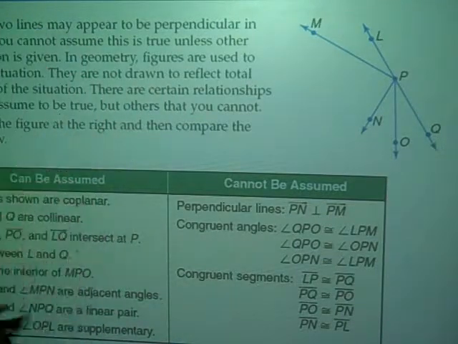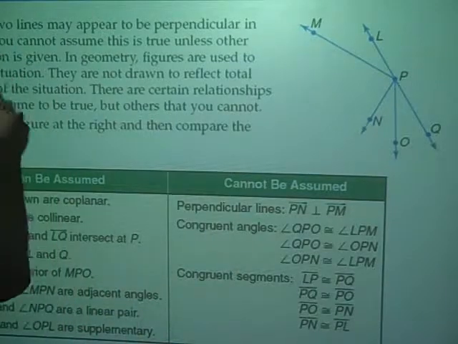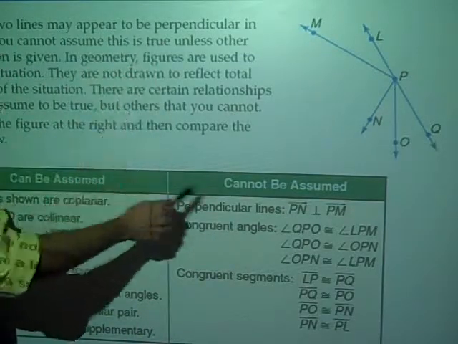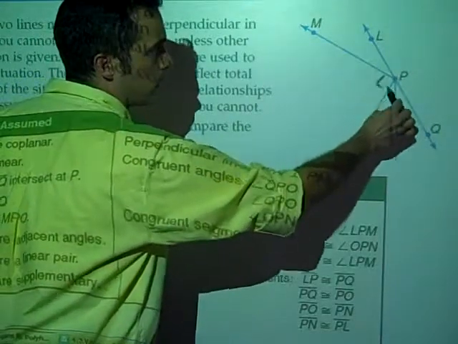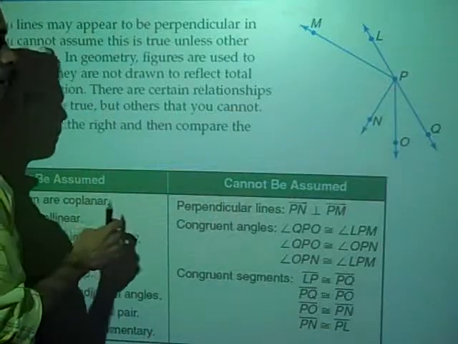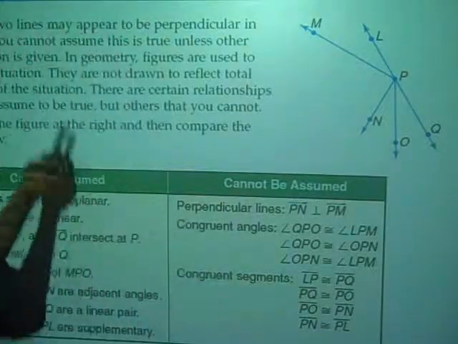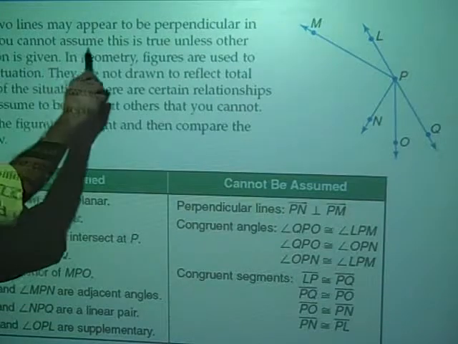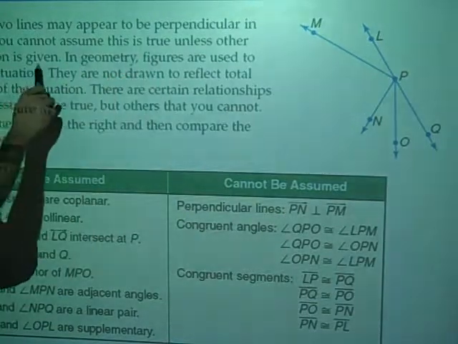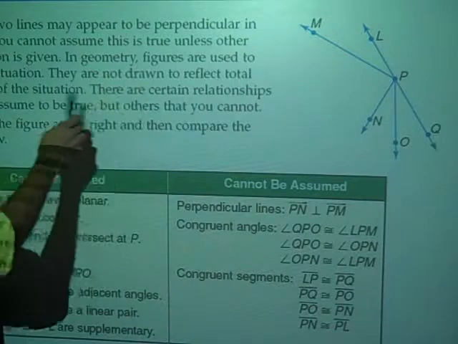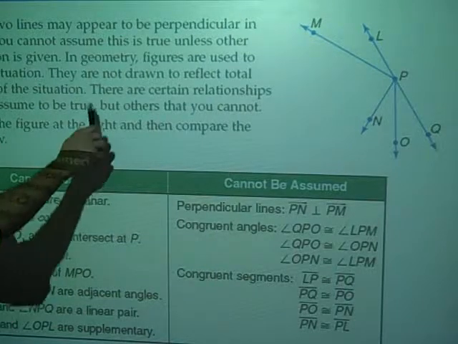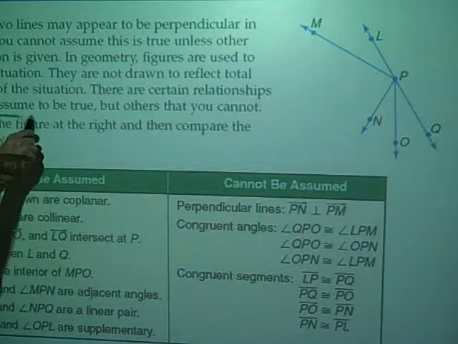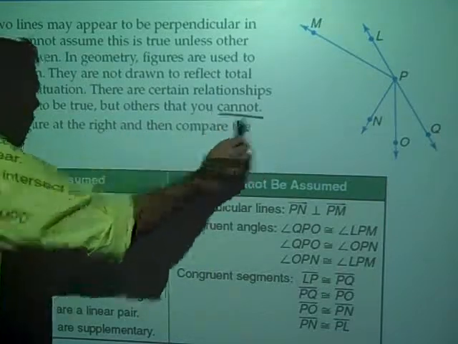Let's read this together. You should have this handout in front of you. While two lines may appear to be perpendicular, like look at this line or ray and this ray, they look like they may be perpendicular. However, we're not sure. While two lines may be perpendicular in a figure, you cannot assume this is true unless other information is given. In geometry, figures are used to depict a situation. They are not drawn to reflect total accuracy of the situation. There are certain relationships you can assume to be true, but others you cannot.